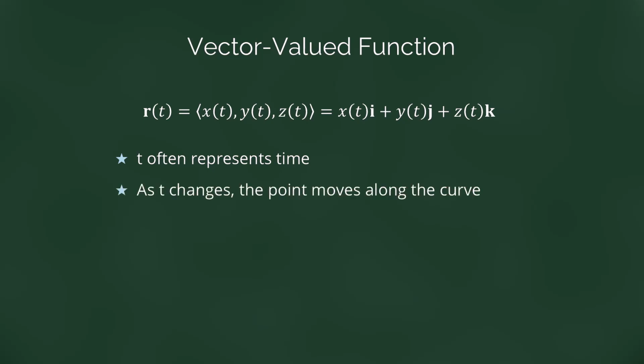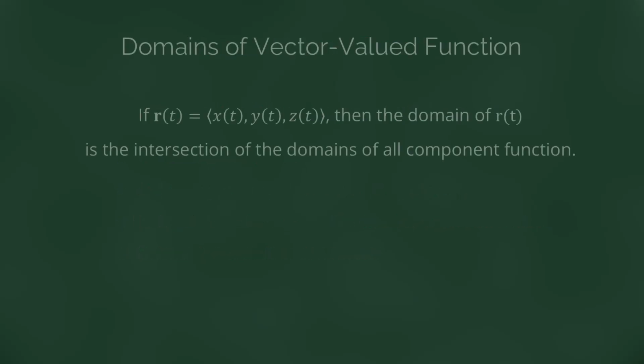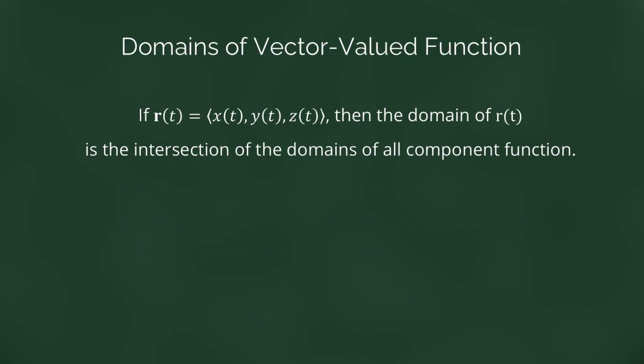However, in a vector-valued function, the output is a vector, which means that as t changes, those vectors are modeling how a point moves along a curve. Each point on the curve serves as the head of a position vector, and the orientation and direction of those vectors is important. When considering a vector-valued function, we have to consider which values of our input parameter t will produce a vector as an output. In other words, we need to think about the domain of a vector-valued function.